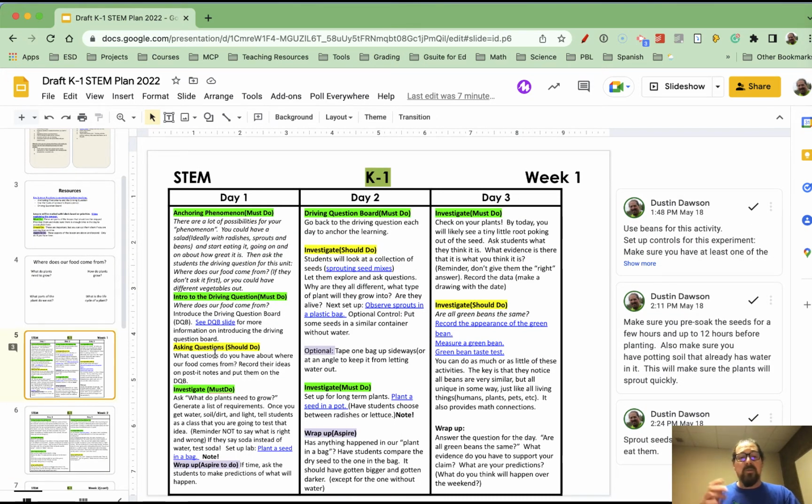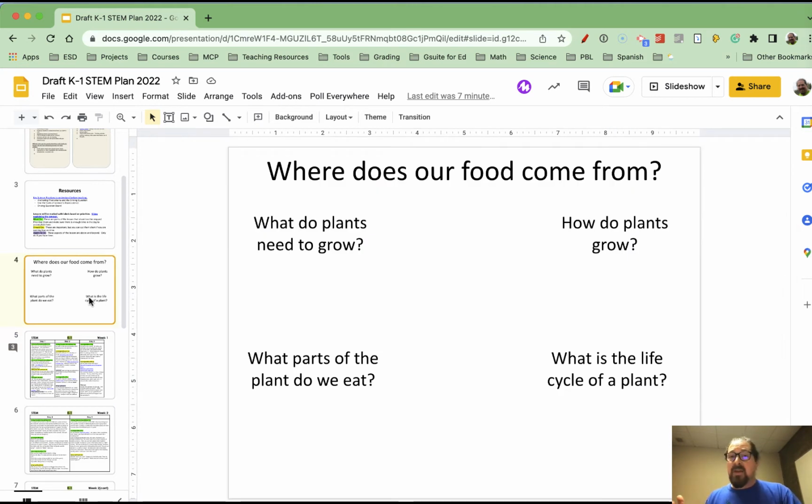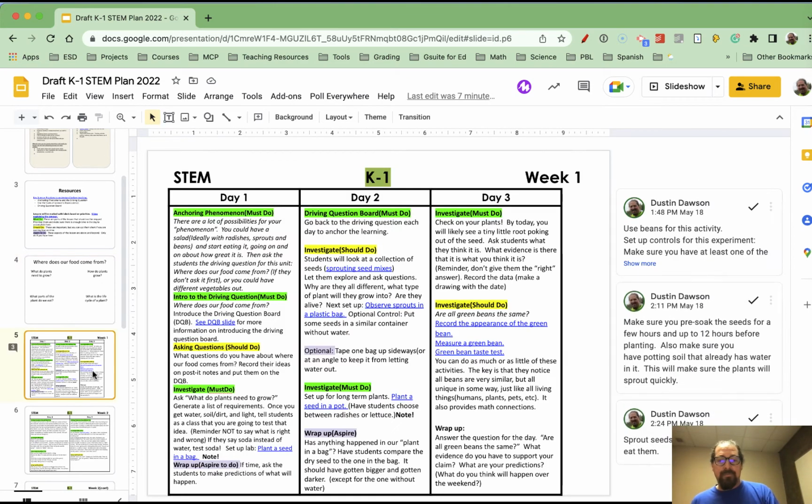Have the students, once they see this driving question board, generate, what questions do you have about where the food comes from? And you can write them down on a Post-it note, stick those up on the driving question board. Don't answer them in the moment. We'll come back to them as you learn things in the unit.